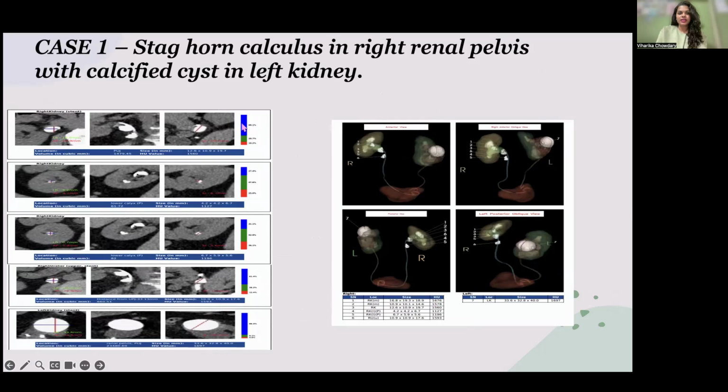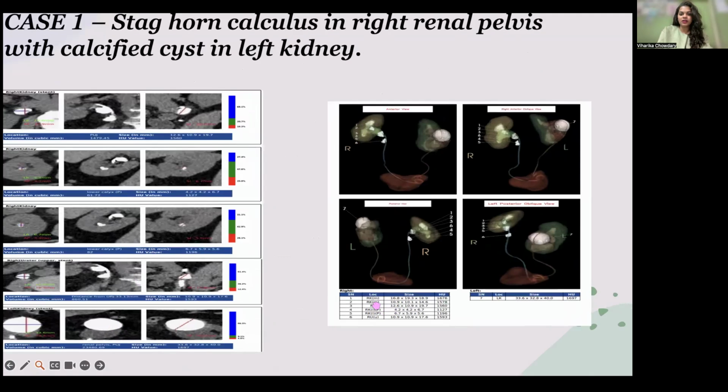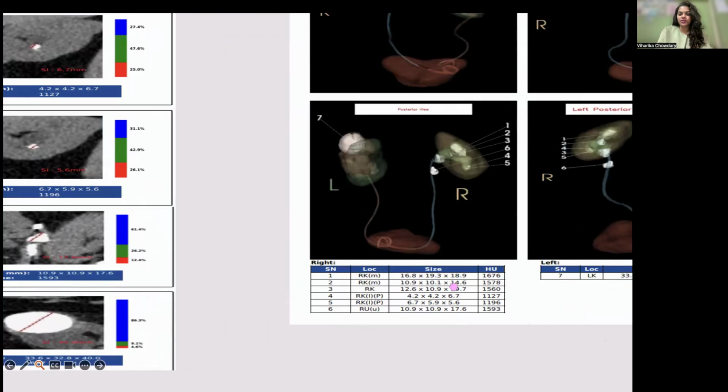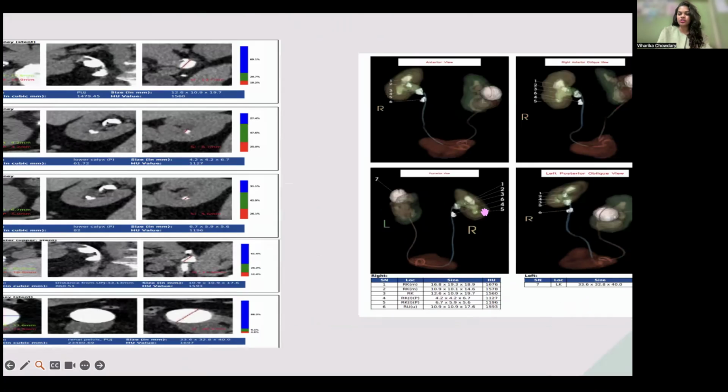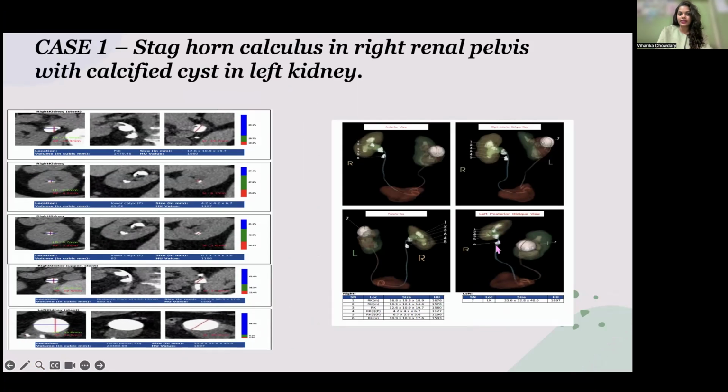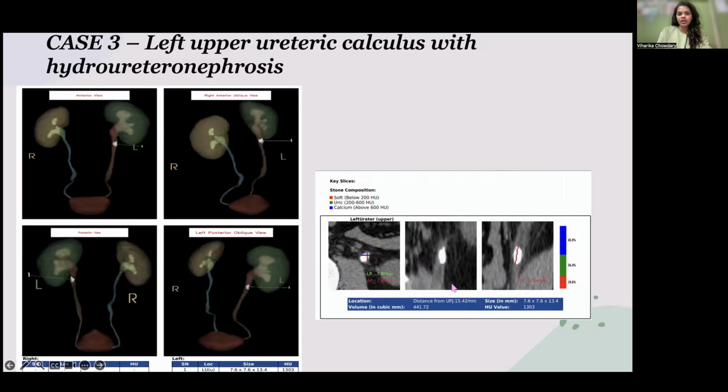Here we can see, this is case one. Here we can see a staghorn calculus in the right renal pelvis with a calcified cyst, which is very clearly depicted, and it is given what the size of it is and what HU it is showing in each and every stone. It didn't even miss a single calculus. This is the original non-contrast CT image. It'll make this into a 3D kind of representation image, and it'll give us accurate measurement, location, even HU.